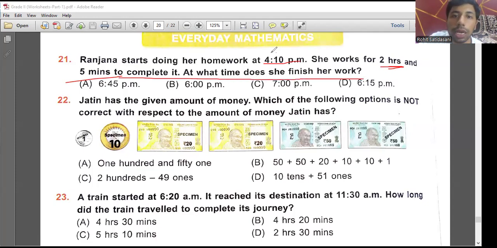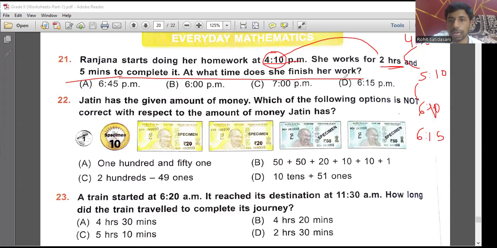So she starts doing her homework at 4:10 and she does it for 2 hours. 4:10 to 5:10 is 1 hour, and 5:10 to 6:10, so 2 hours completed. And after that, 5 minutes more, so it will be 6:15. The answer is option D, 6:15 p.m.